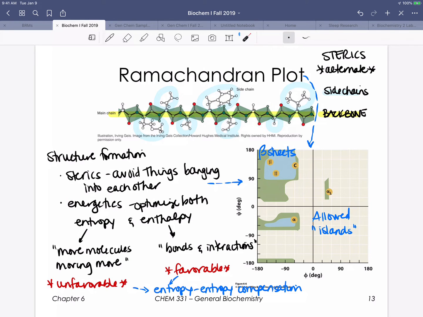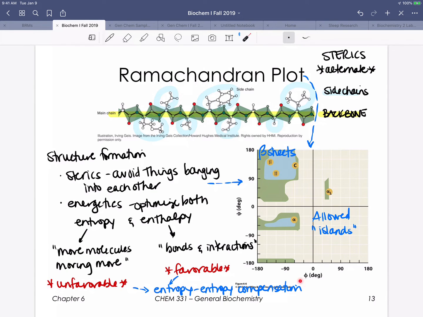The other part of it is making sure that if we are freezing out molecules moving more. Remember, entropy is more molecules moving more, and that's going to be unfavorable energetics. So at the end of the day, if we want to make structure, we have to optimize energetics, and that means we have to think about both entropy and enthalpy. Entropy for structure formation is always going to be unfavorable because we're freezing out molecular motion. So we're not going to have more molecules moving more. They're actually going to be moving less. So we must have some type of enthalpic compensation. And remember, for enthalpy, we talked about bonds and interactions. So for this process to occur, if we have unfavorable entropy, we must have favorable enthalpy.